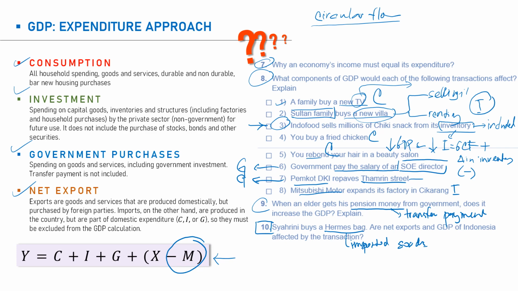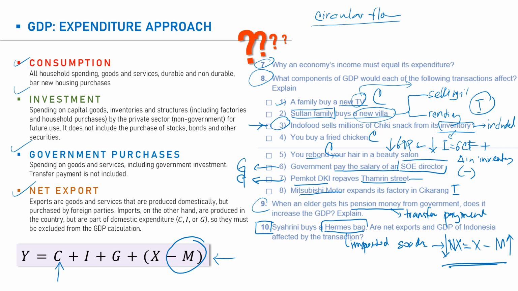All right. And what will be the impact to net export? Net export is X minus M. Since import increases because of the purchase of this bag, for sure import increases, net export decreases. That's quite clear. But how about the GDP? Okay, when there is a purchase of these imported goods, actually it will be reported as consumption, in consumption of household.